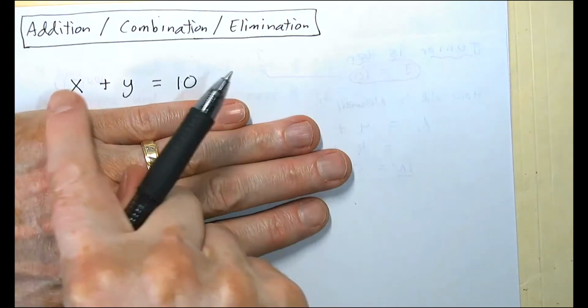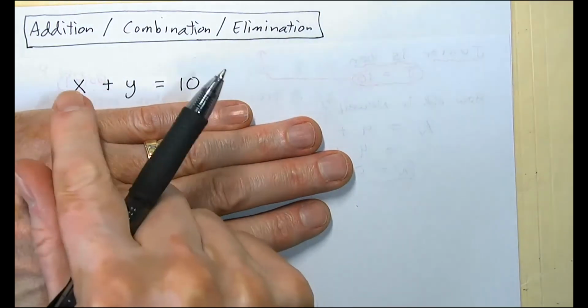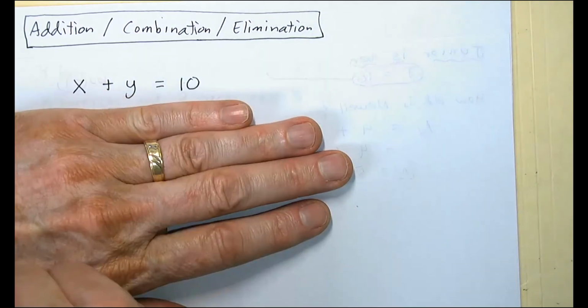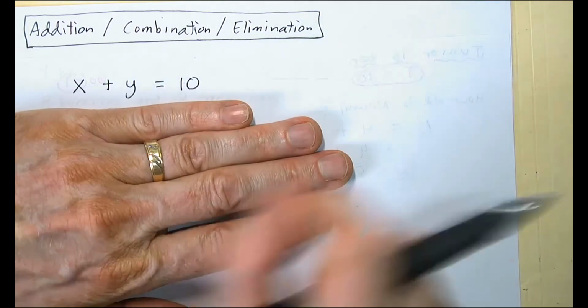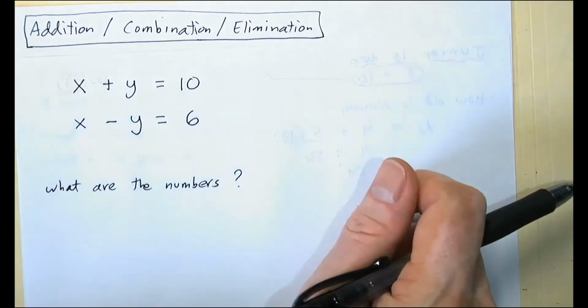I'm thinking of a couple numbers. They add up to 10. Is it 5 plus 5? Is it 10 plus 0? Is it 100 plus negative 90? Is it 9.5 plus a half? Here's your second clue. If you subtract the numbers, it's 6.